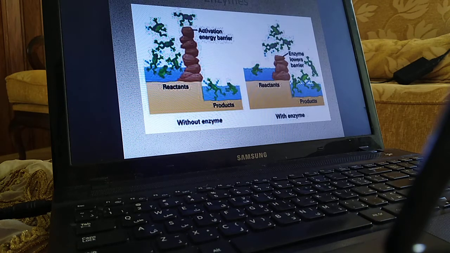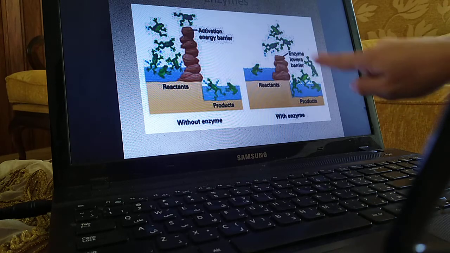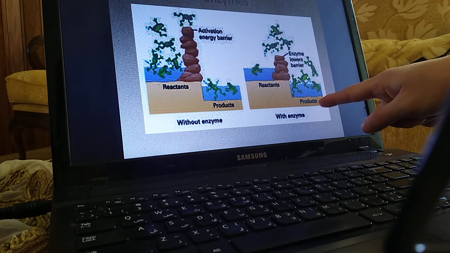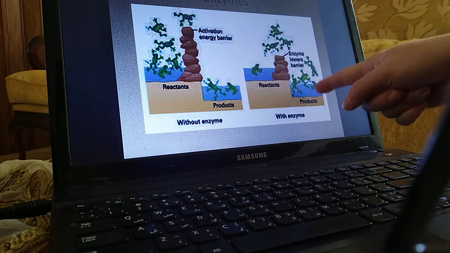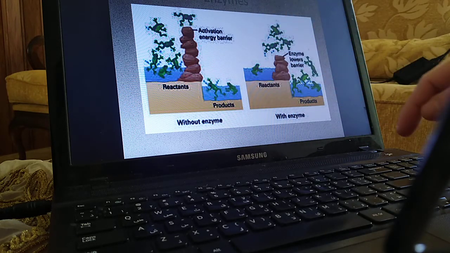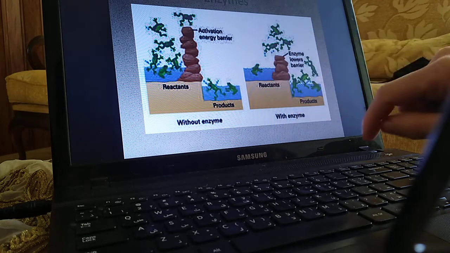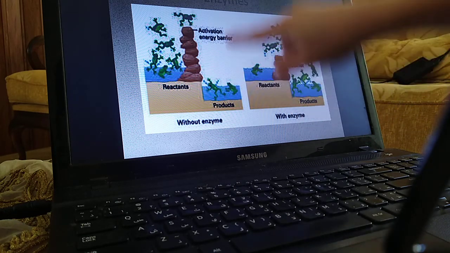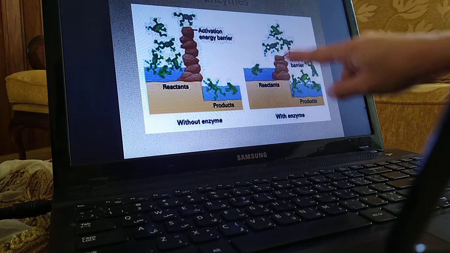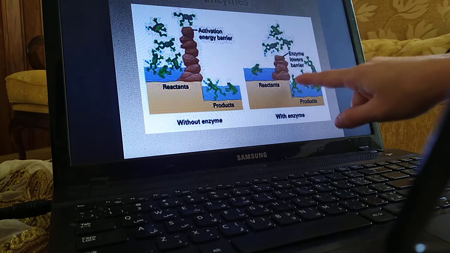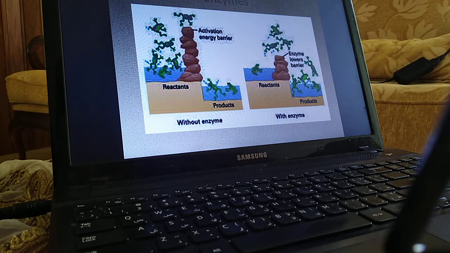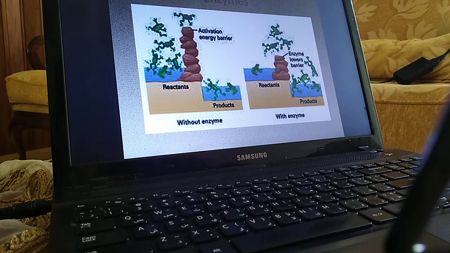Now, this is like a caricature of frogs trying to climb a mountain of tiny rocks here. Let's imagine that the frogs are the reactants, and they're trying to cross over the activation energy barrier. To make the reactants jump over to the other side, I need them to cross over this barrier, this activation energy. And to be able to do that, they're going to jump high.